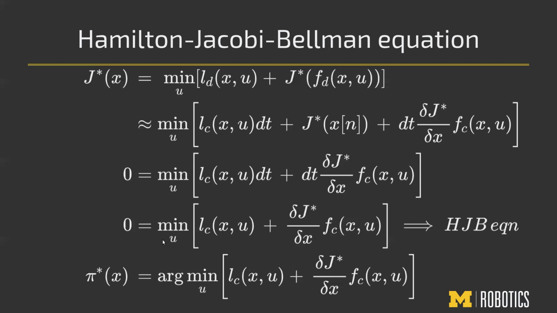which basically states that 0, the minimum over action u of the sum of the local costs and the derivative of the optimal value function, or the optimal cost to go, multiplied by the next state, is equal to 0.